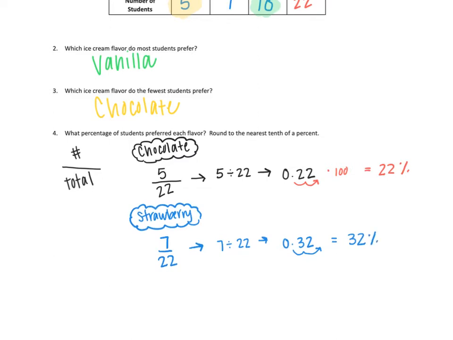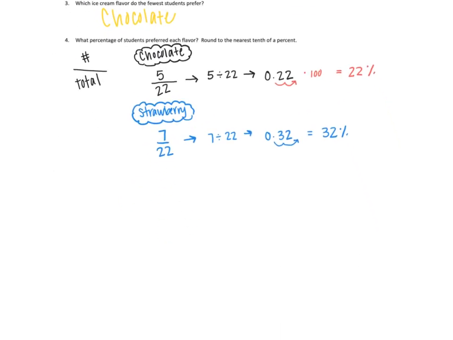And then the last one we're going to do is vanilla. For vanilla, it was 10 out of 22 students who preferred vanilla. So we're going to be doing 10 divided by 22. 10 divided by 22, and my calculator says 0.4545. I'm going to round this to 0.45.